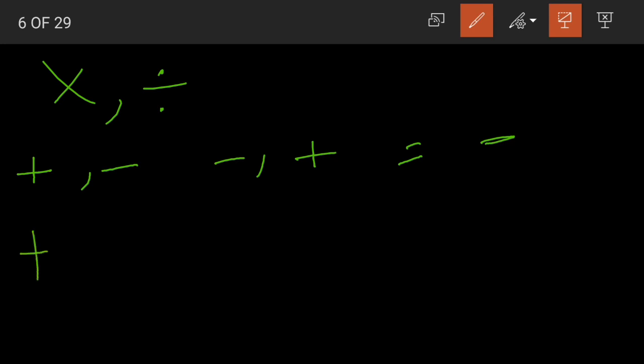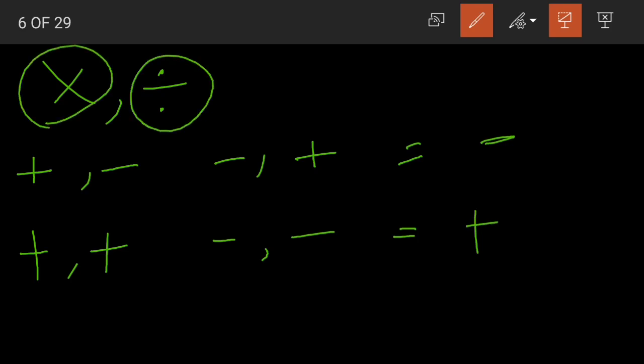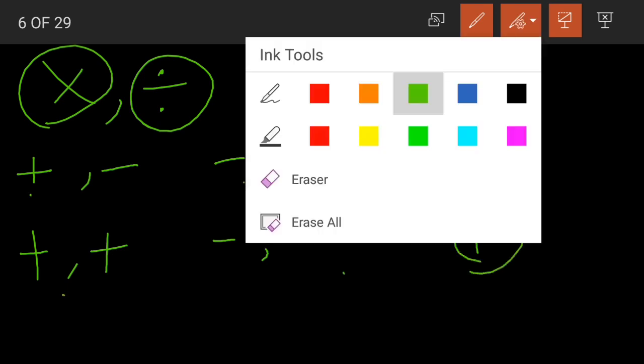But when we have two same signs, like two positives or two negatives, then the answer will be positive. Is this clear? In case of multiplication and division, when the signs are different, the answer will be negative. When the signs are same, the answer will be positive.